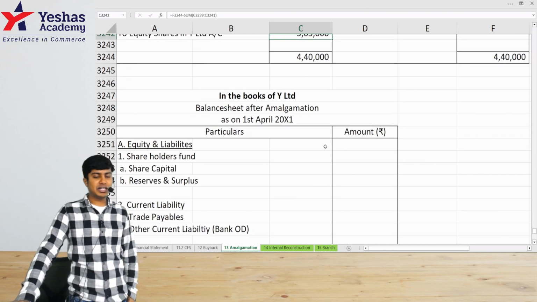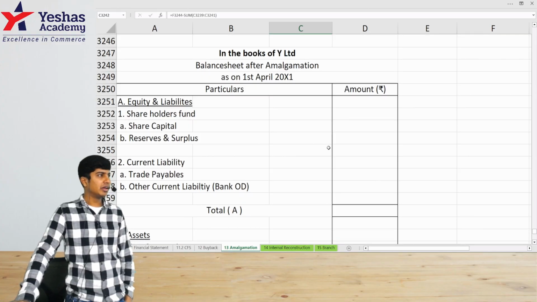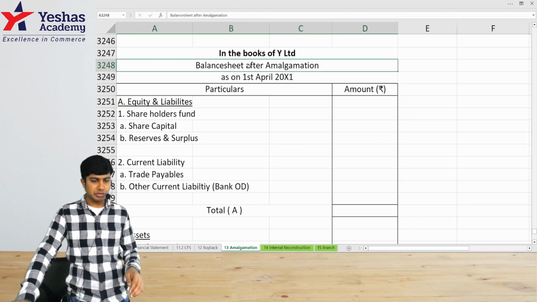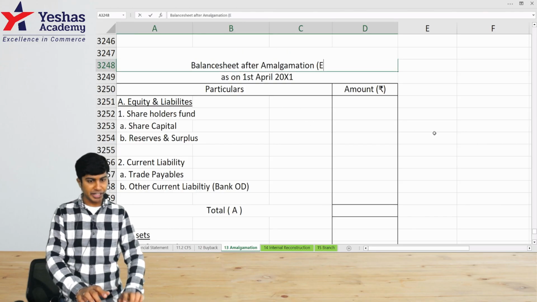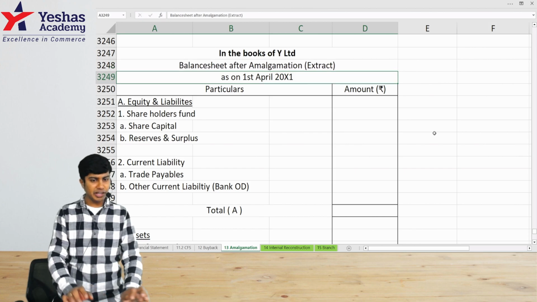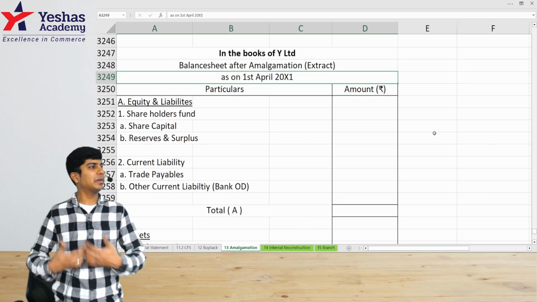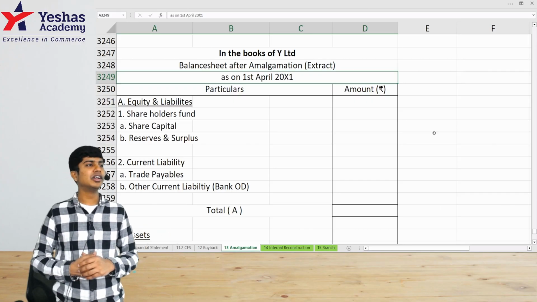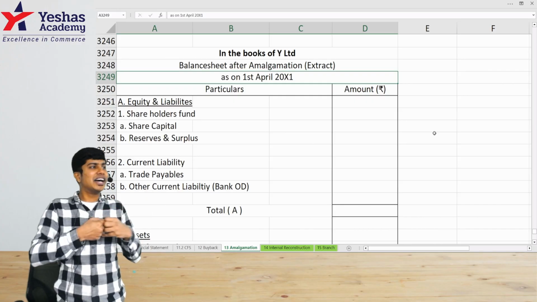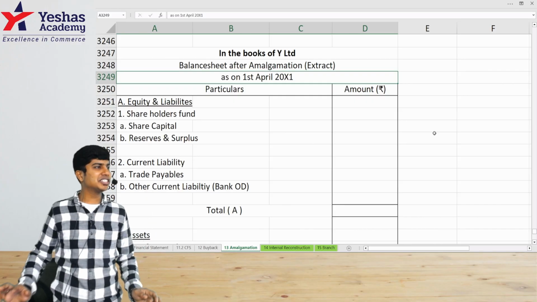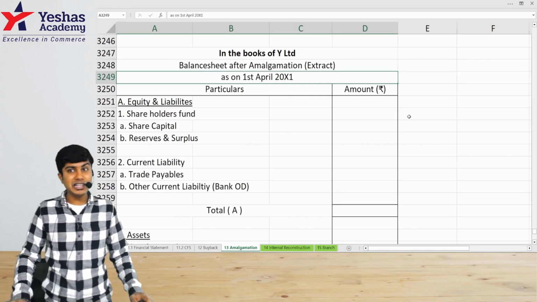Now, in the books of the transferee company, which is Y Limited, they've asked for the balance sheet after amalgamation. And trust me, guys, this is only an extract. Why? If Y Limited is an existing company, Y Limited should have some share capital, some reserves, some assets. They've not given it. So we'll only write X Limited's assets, liabilities taken, and shares given to X Limited. Are you guys clear with this?